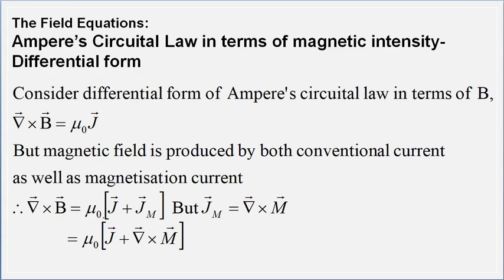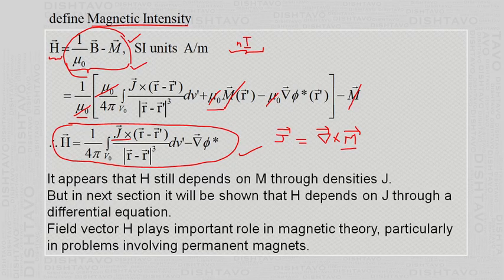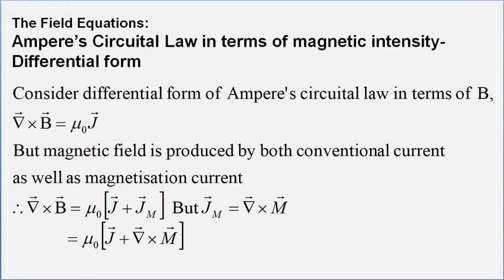Now we are trying to show that H does not depend upon the material. H depends upon the external thing which is responsible to magnetize that material. So to get that, we go further. In the next section, it will show that H depends through the differential equation. So that is what we are going to show now. When we are trying to show that, we use Ampere's circuital law. This we already proved, Ampere's circuital law in terms of the magnetic field.